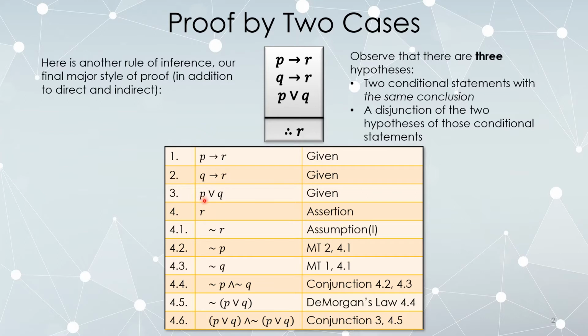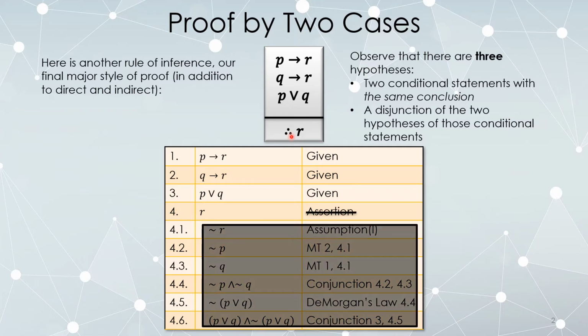But one of our givens was P or Q, so I can conjoin that given, P or Q, with what we just derived, the negation of P or Q. And now we have a contradiction, something, namely this disjunction P or Q, and its exact negation. So we have concluded the justification of that assertion, which means the proof of this is complete. This is a valid rule of inference. So whenever you have two conditional statements with the same conclusion, also a disjunction of the two hypotheses, you can use the rule of inference proof by cases, refer to those three lines, and derive the conclusion R.